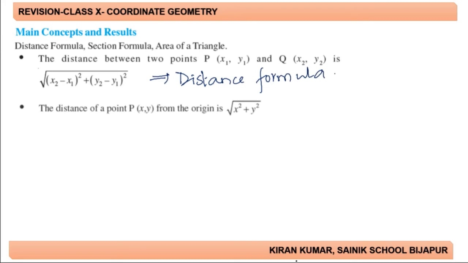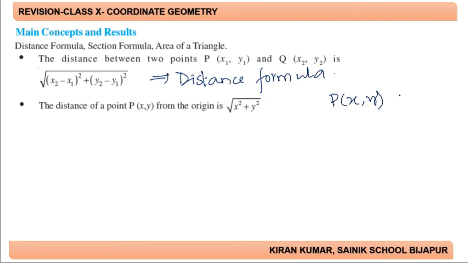The distance of a point P x comma y from the origin is given by root of x square plus y square. The reason is that one of the points is x comma y and the other point is the origin, represented by O 0 comma 0. If the distance formula is applied, it will become x minus 0 whole square, which is x square, plus y minus 0 whole square, which is y square.